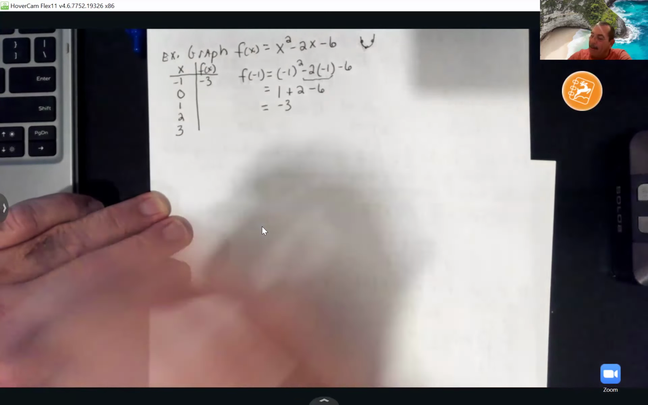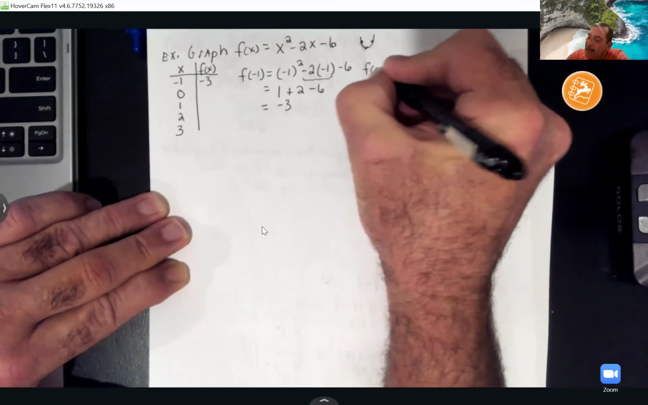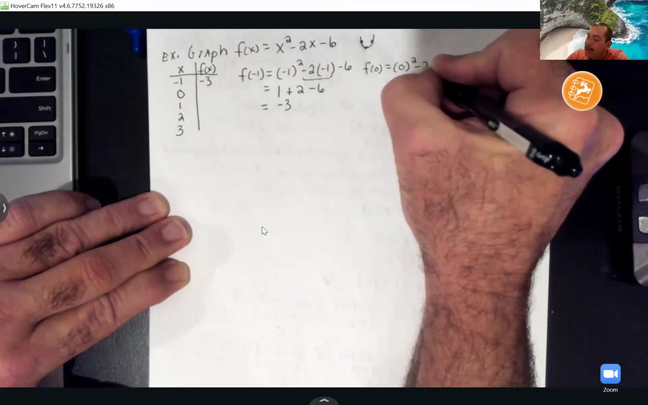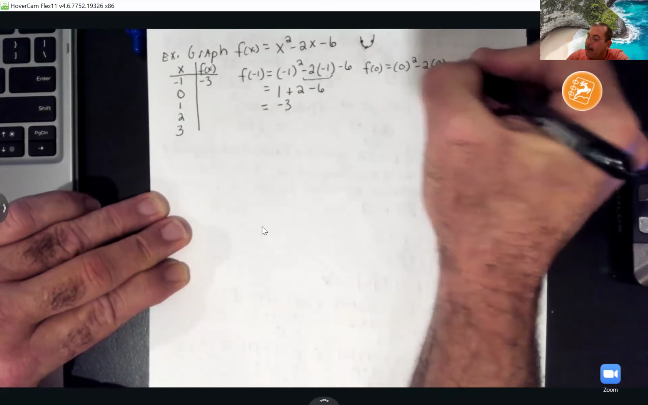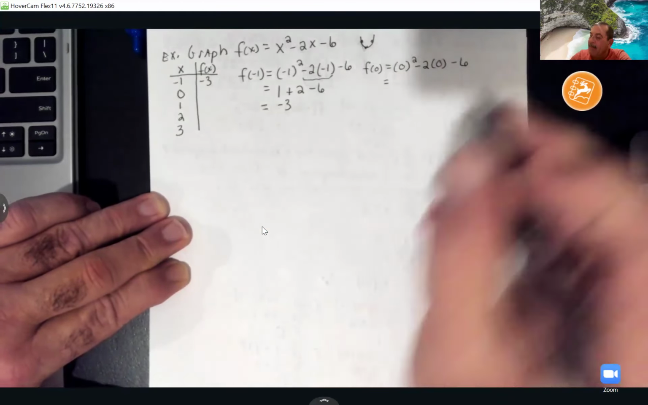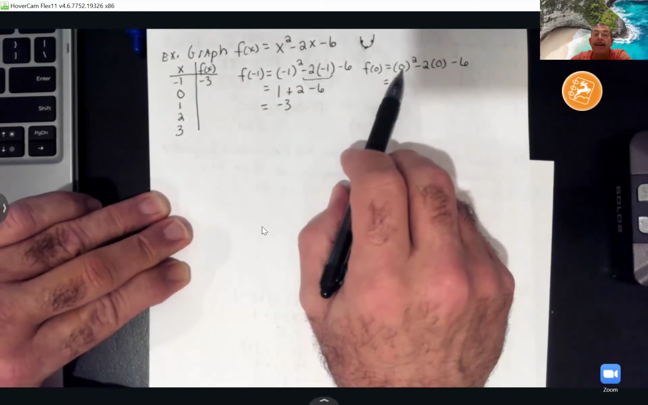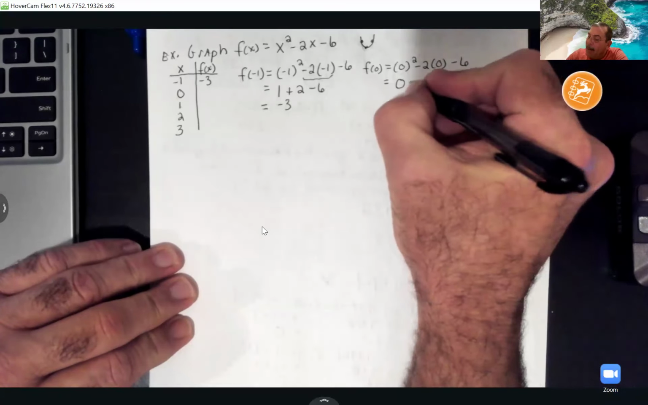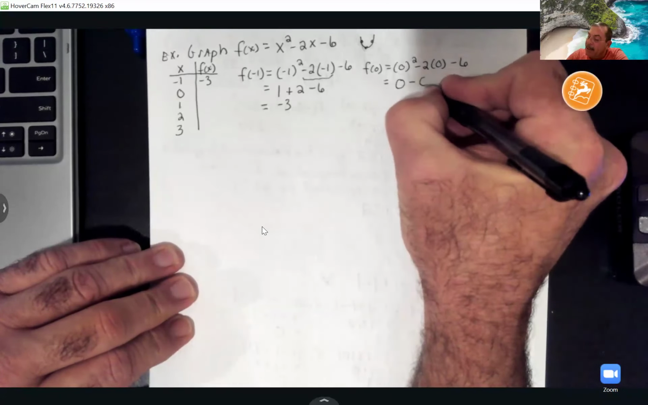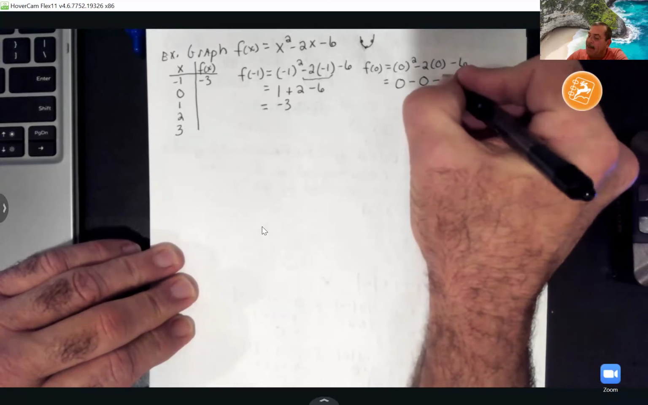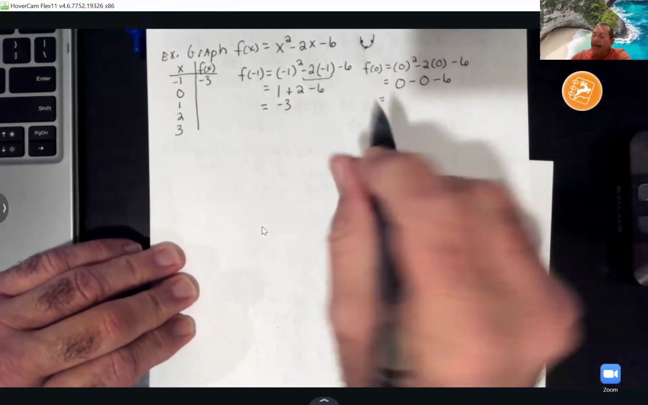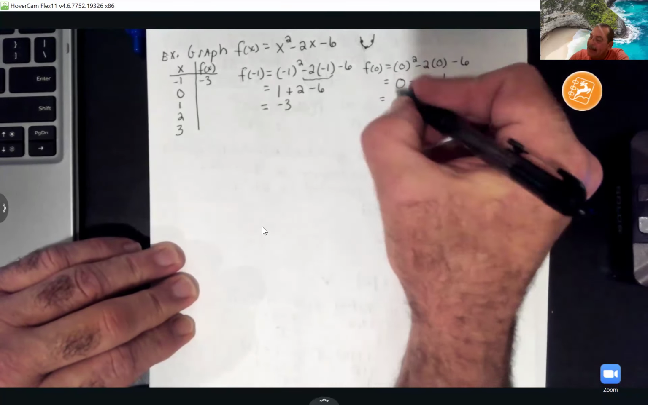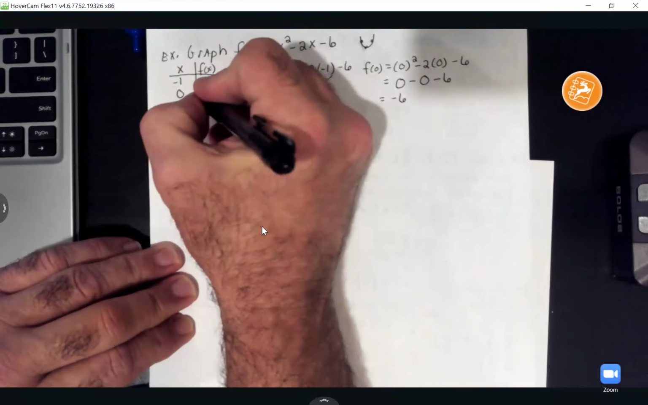So now put in a 0. F of 0 will be 0 squared minus 2 times 0 minus 6. Well, y'all look at that. 0 squared is a big 0. Minus 2 times 0 is a 0. Minus 6. So 0 minus 0 is 0. 0 minus 6 is -6. There you go.